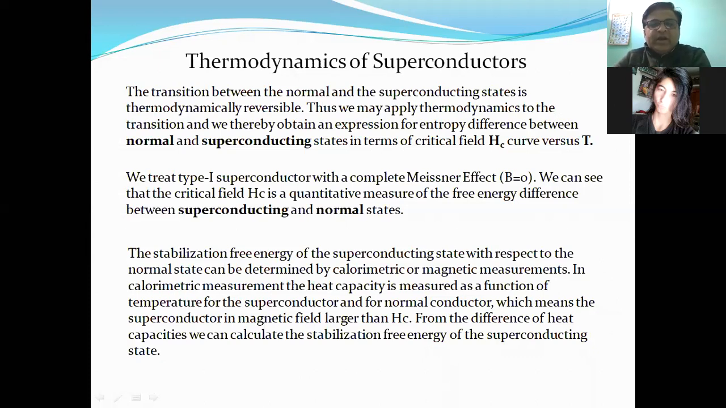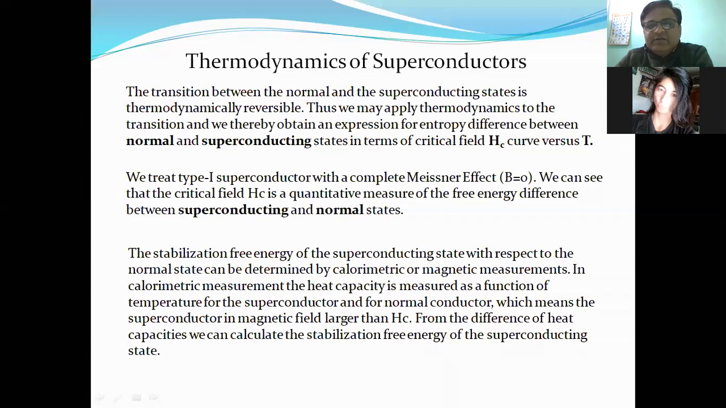Today, I'm going to extend it further. We are going to talk about the thermodynamics of superconductors. So let me read this slide first, and I'll proceed with you. The transition between the normal and the superconducting state is thermodynamically reversible. Thus, we may apply thermodynamics to the transition, and we thereby obtain an expression for the entropy difference between the normal and superconducting state in terms of critical field versus temperature.